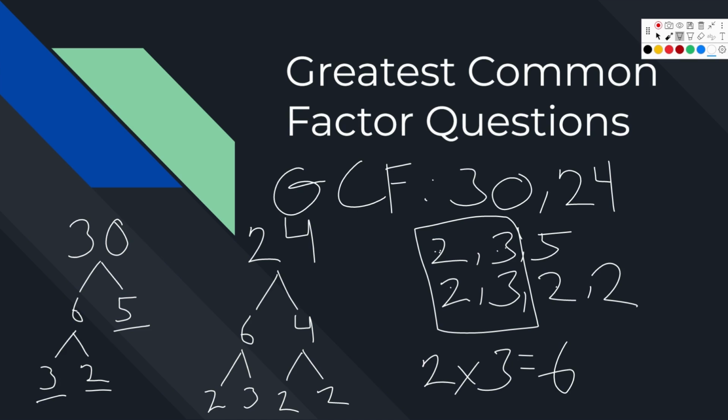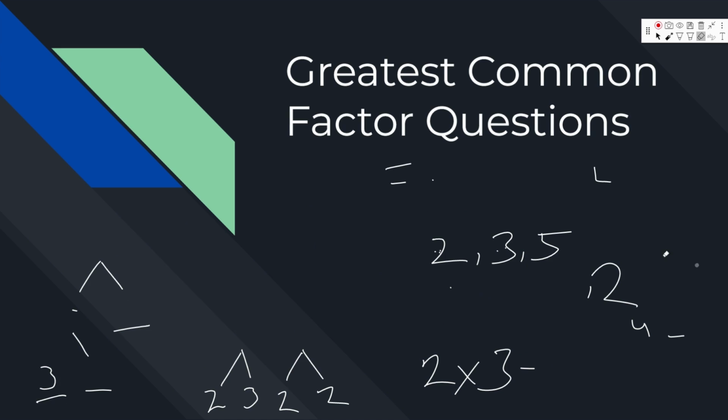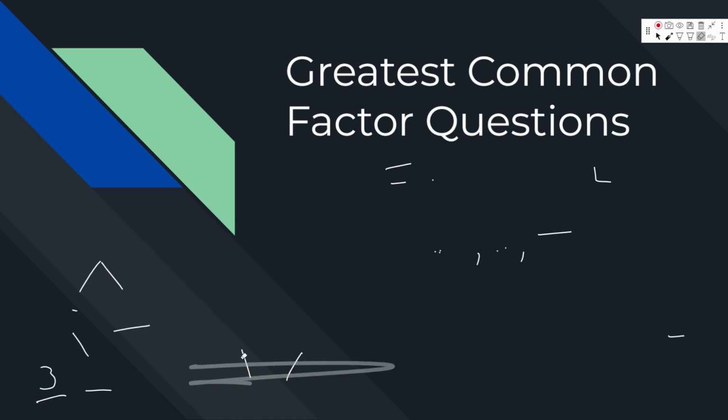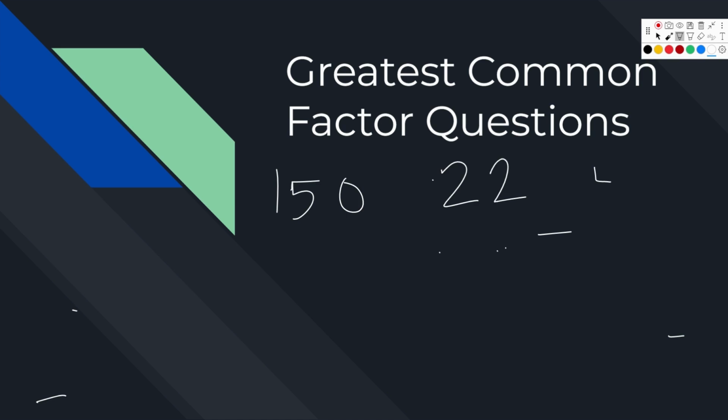So as you can see, 30 divided by 6 is equal to 5, and 24 divided by 6 is equal to 4. And using this logic, we can find the greatest common factor for just about anything that they throw at you. So for instance, if we calculate another one, let's say we're now taking the greatest common factor of two larger numbers, such as 150 and 225. We simply do the same thing.